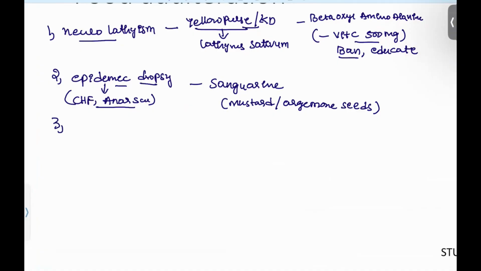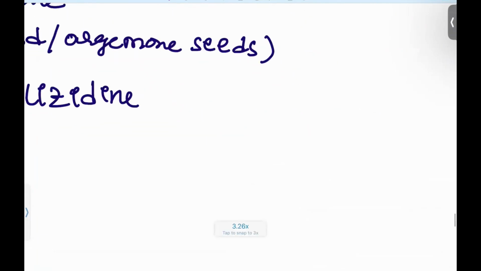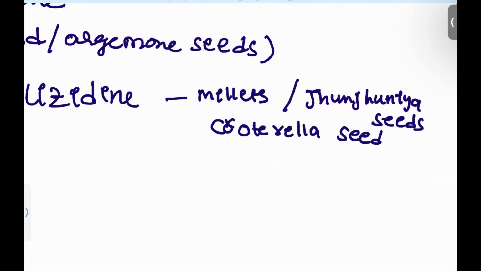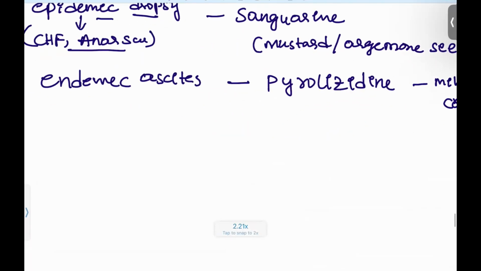And third one is your endemic ascites. Okay, endemic ascites. This is due to pyrrolizidine alkaloids. Usually seen in patients who are taking millets with adulteration, or the jhunjhunia seeds, Crotalaria seeds. So this is going to cause the endemic ascites in the patient.